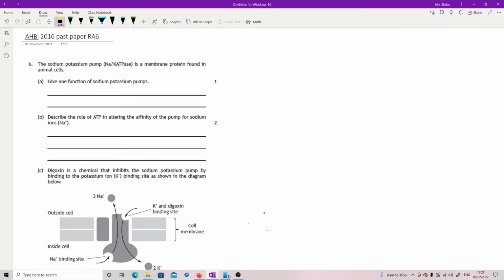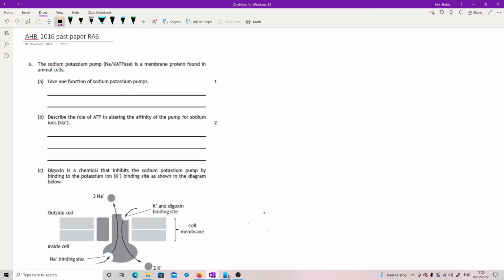Question 6. The sodium-potassium pump is a membrane protein found in animal cells. Give one function of sodium-potassium pumps. They are super, super important. It's all about changing ion gradients. Ion concentrations are different inside and outside, so you've got maintaining an ion gradient.